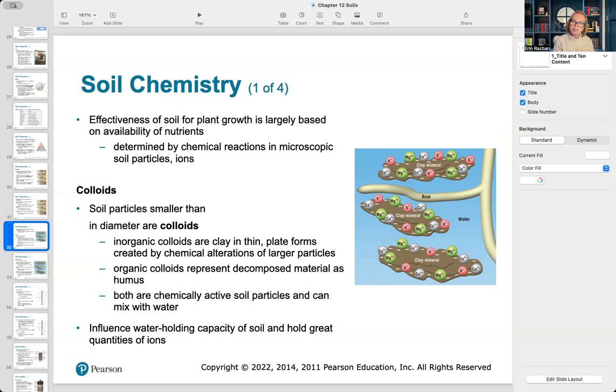So we have two different colloids. Inorganic colloids, which are tiny clay platelets, and organic colloids. And these are decomposed matter like humus. And these colloids are masters of water retention and nutrient management.